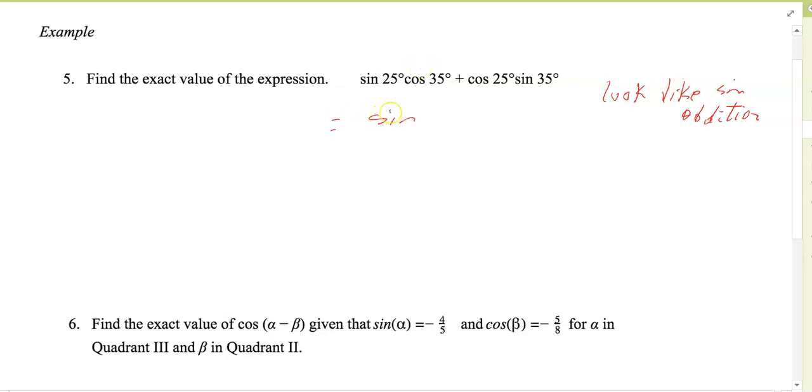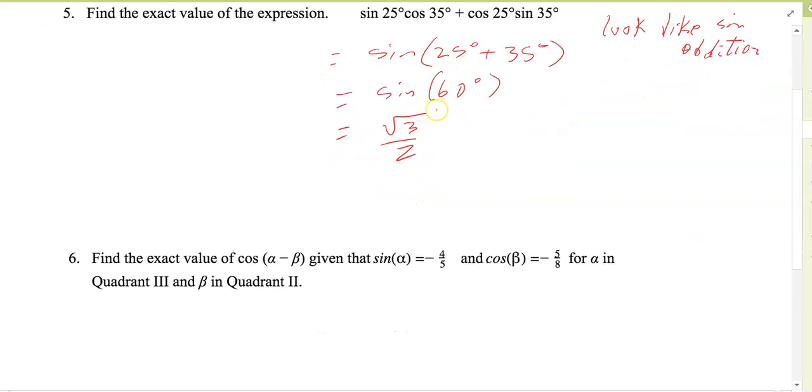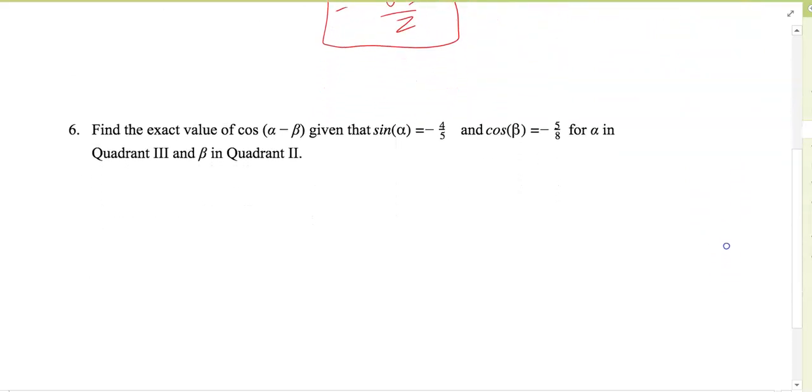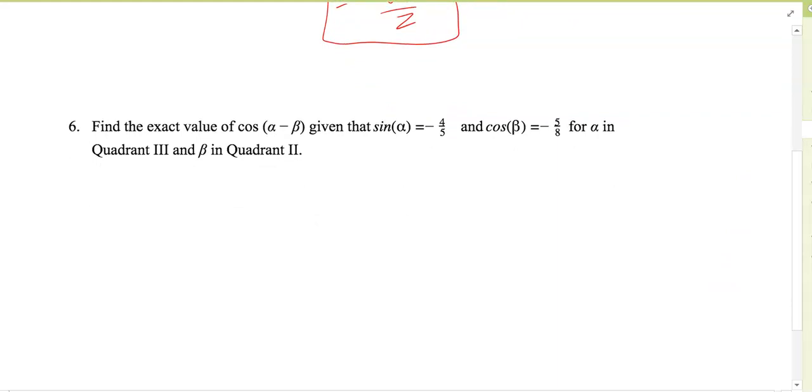So this is going to be equal to the sine of 25 degrees plus 35 degrees. It's going to be equal to the sine of 60 degrees. As we all know, that's radical 3 over 2, and we're done. Okay, so that's the answer. So your problem there was to figure out whether it was a sine addition or a cosine or whatever it was.